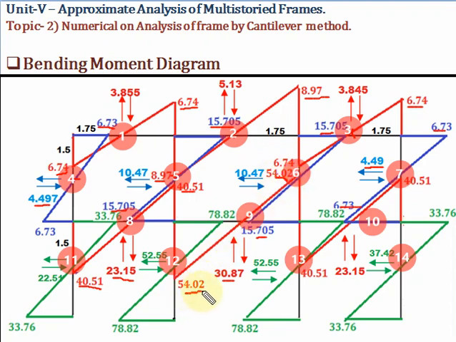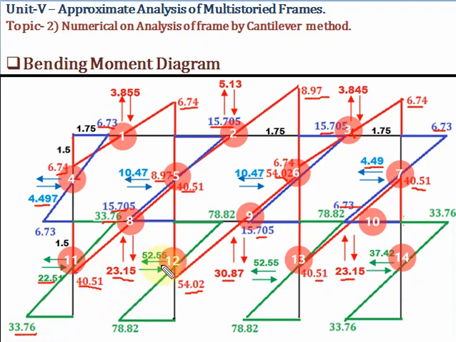54.02. Now node number 10. Okay, V10. What is the value? 23.15 into 1.75. So what is the value? 40.51. Okay. Now node number 11. So this is vertical member, consider horizontal force H11. So 22.51 into 1.5, we are getting value 33.76.